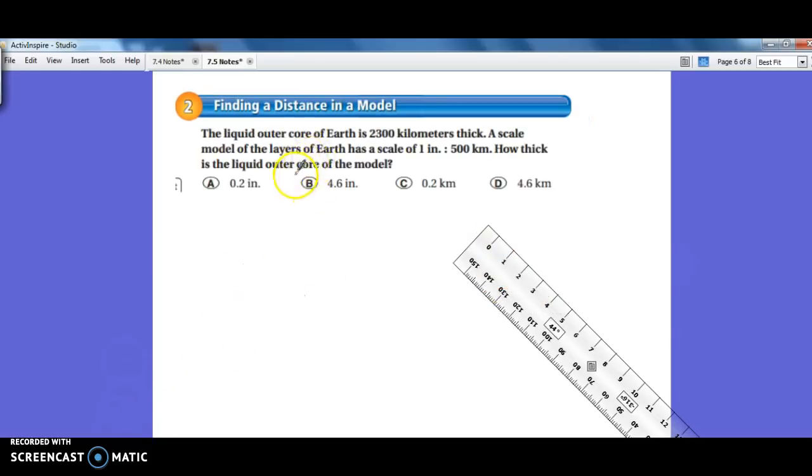Here's another example, finding a distance in a model. Here it says the liquid outer core of Earth is 2,300 kilometers thick. A scale model of the layers of Earth has a scale of 1 inch to 500 kilometers. How thick is the liquid outer core of the model? Well, again, let's set up a proportion. So always start with the scale that they give us. So this time it's 1 inch to 500 kilometers.